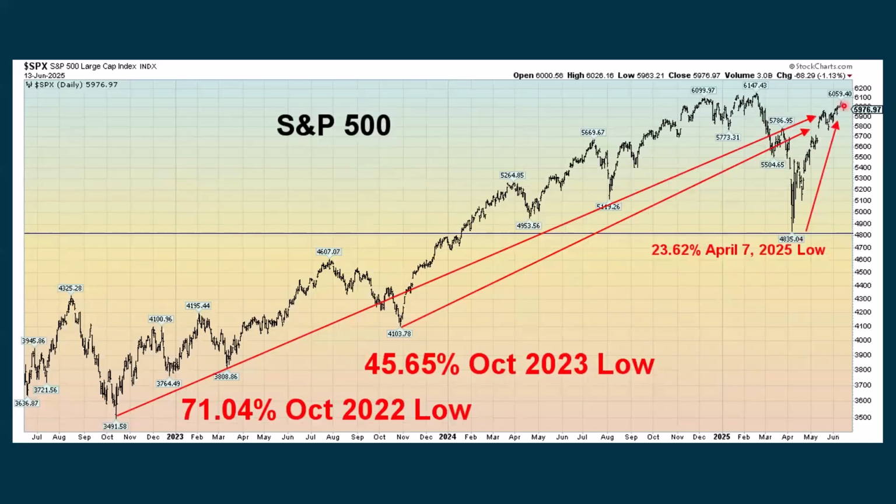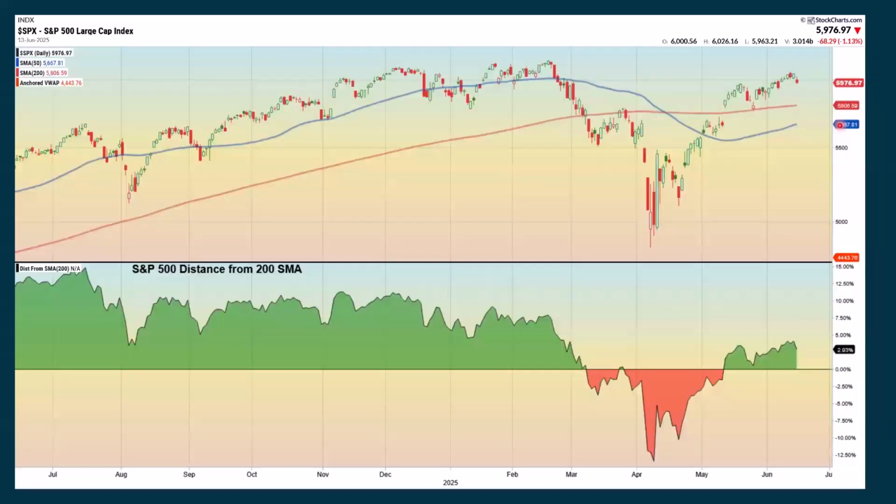Then, just for informational purposes, to give you an idea of how far we've climbed since the October 2022 lows, even with being down slightly in this previous week, we're still up 71.04% from the October 2022 low. We're up 45.65% from the October 2023 low. And then we had that low, which looks like it could be a low, back on April 7th. We're still up 23.62% from that low as the market has been improving.